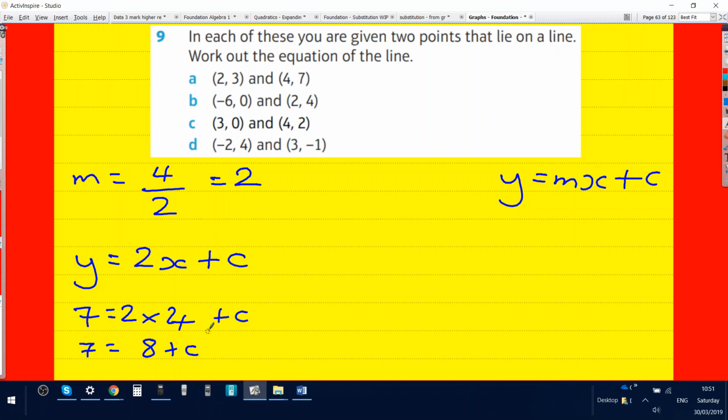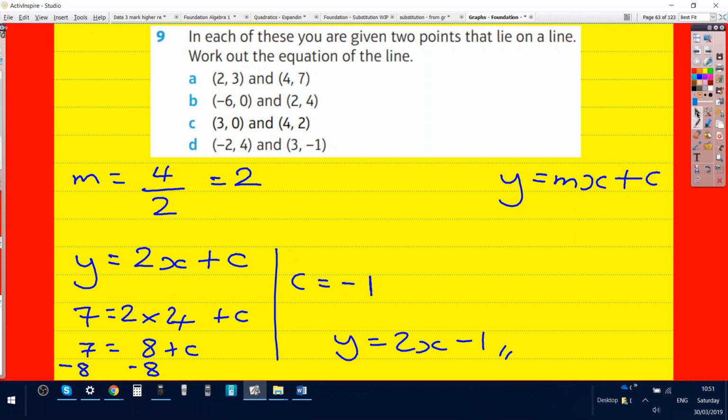What does c have to be? 7 is equal to 8 plus what? Oh, is it minus 1? Yeah, c is minus 1. So if you subtract 8 from both sides, you get 7 take away 8. So c is minus 1. And so what's the equation of the line? So it'd be y equals 2x minus 1. Well done. And so yeah, find m, find c, and sub them in.